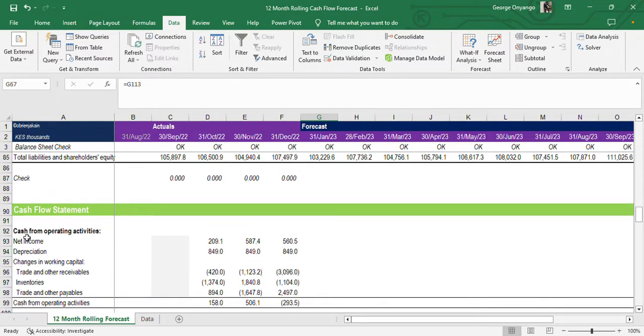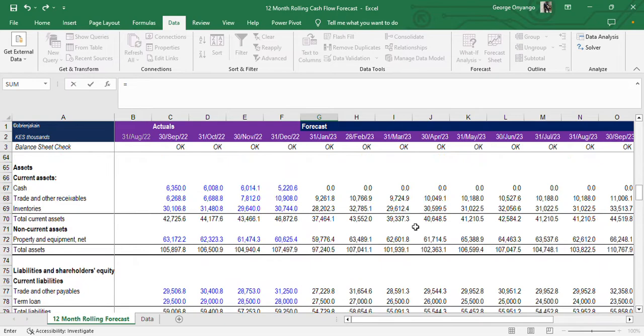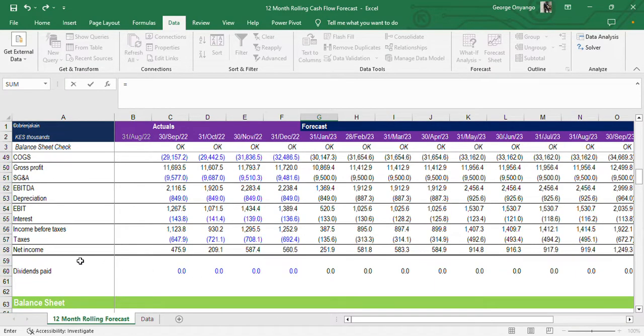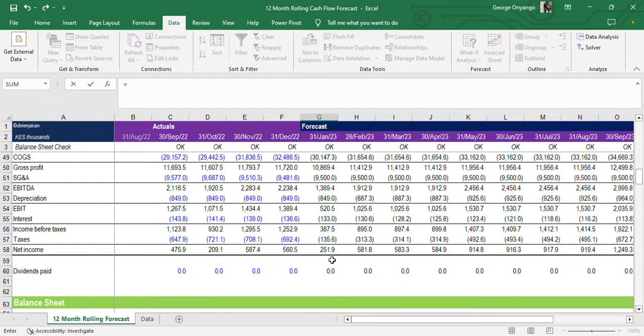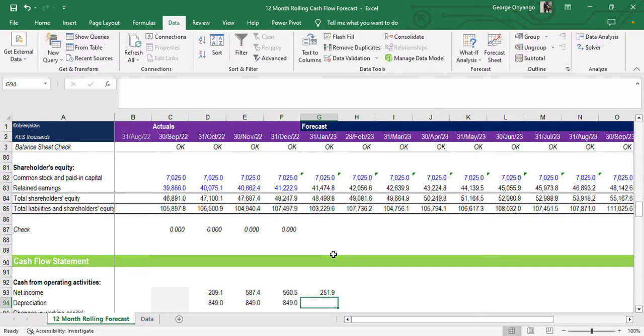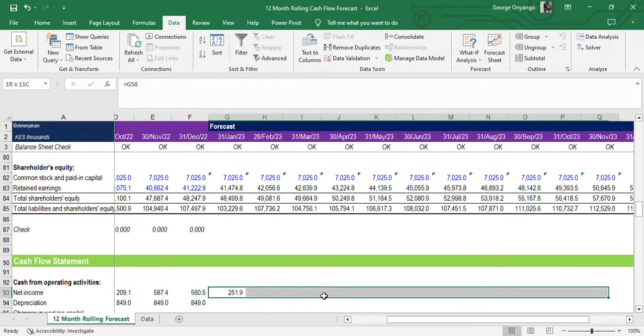So we have the cash flow statement from the operating activities. This one is given by the net income. The net income, we get it from the income statement. So there we are going to have that. So simply fill that right as usual.